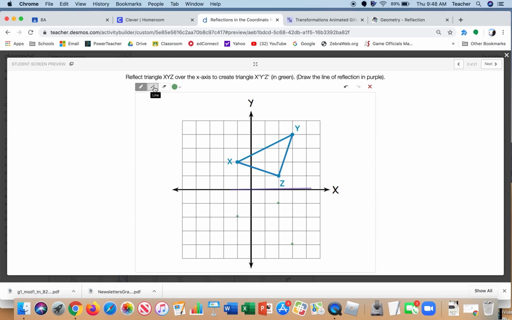And then I just grab my line tool and just connect each one of these. So I have a green triangle. You don't need to label the points. And I have a reflected triangle over the x-axis.